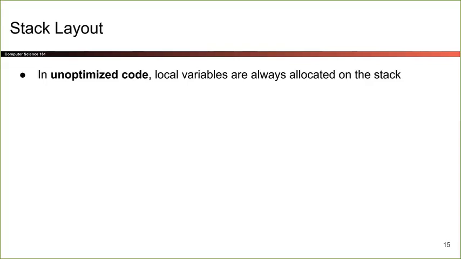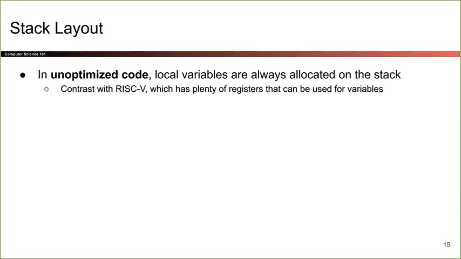In this class, we're going to deal with unoptimized code. Oftentimes in the real world, you'll see optimized code, which is really difficult to read and uses really bizarre CPU instructions. In this class, we're dealing with unoptimized code, so local variables are always going to be stored on the stack. This is in contrast to RISC-V, which has 32 registers, so most of the local variables can usually be stored in the registers rather than going to and from memory every time I want to do an operation.